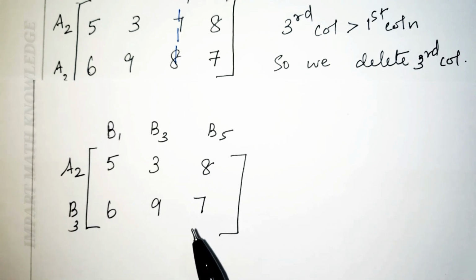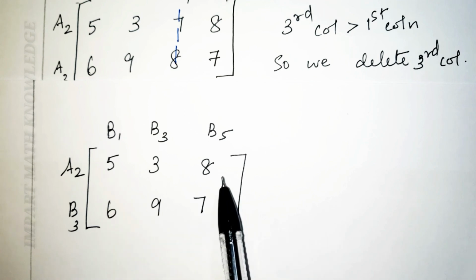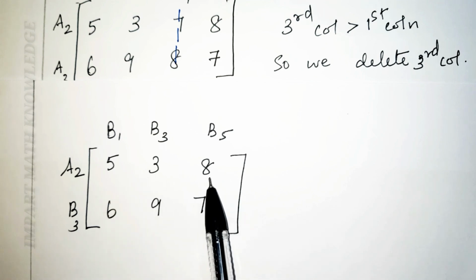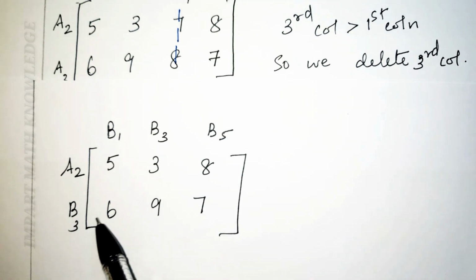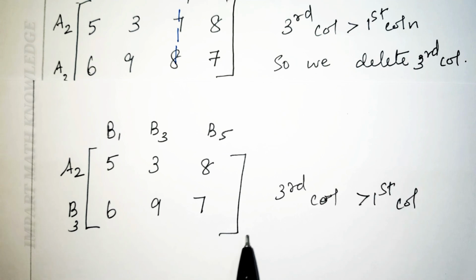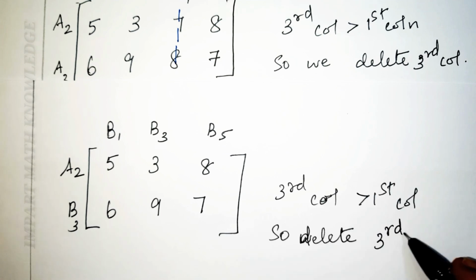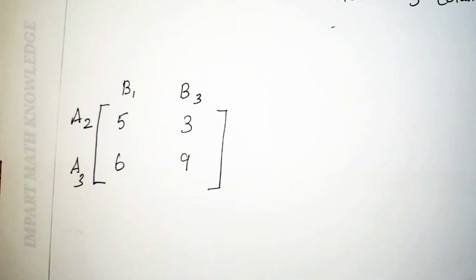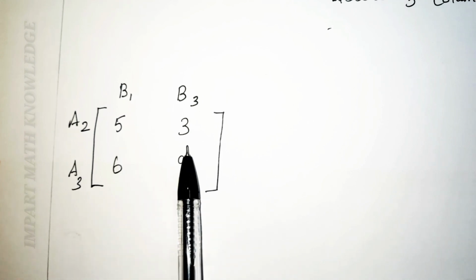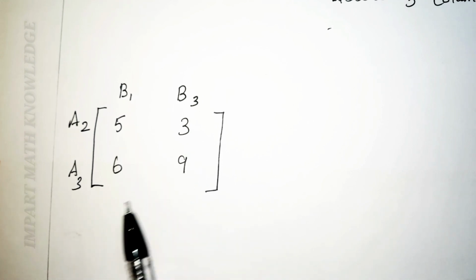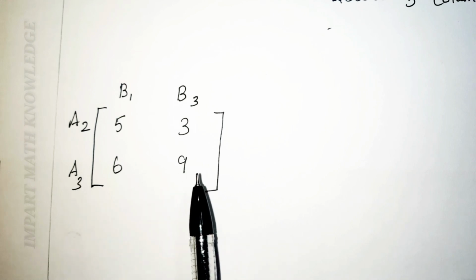Now again we go for column reduction. 5 is greater than 3 and 6 is less than 9, so no dominance. Now we compare the first with the third column. 5 is less than 8 and 6 is less than 7. So the third column is greater than the first column, so we delete the third column. This is the reduced matrix. Column reduction is not possible because 5 is greater than 3 and 6 is less than 9, so no dominance. So we can go for row reduction.